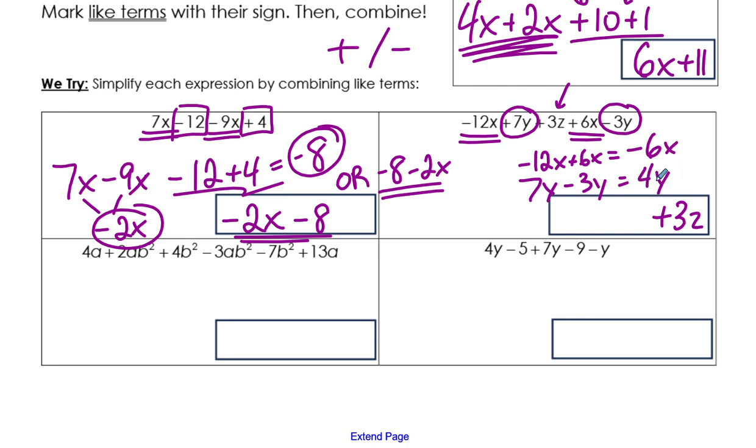Traditionally, you'll see these in alphabetical order, so I'd see -6x first. There's a positive 4y, so you write plus 4y. And that's our expression. That is as simple as that gets, because each of these has a different variable.